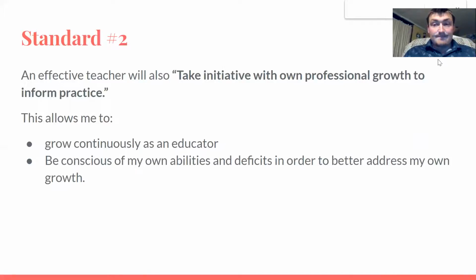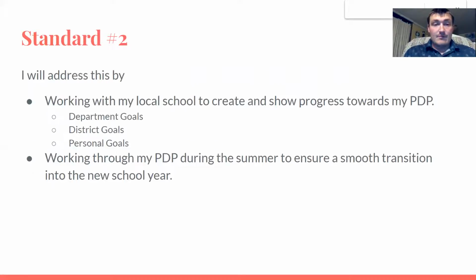So the second standard is that an effective teacher will take initiative with own personal growth to inform practice. And so if I take initiative over my own personal growth and development, it allows me to grow continuously as an educator and to be conscious of my own abilities, my own strong suits and my own deficits. That way I know what I need to improve on and I know what I'm confident in. And so I need to definitely take accountability for my own personal growth.